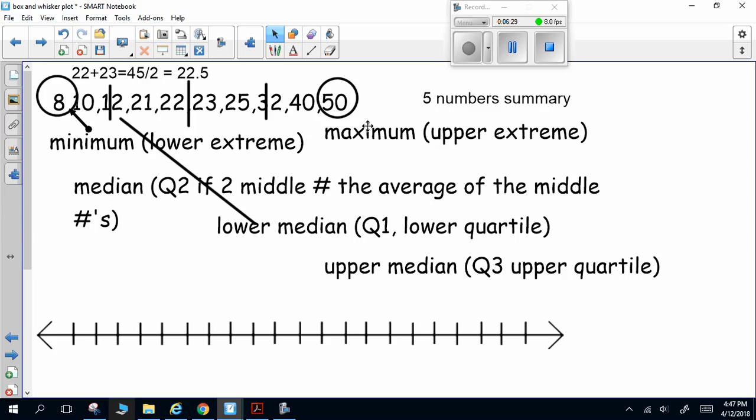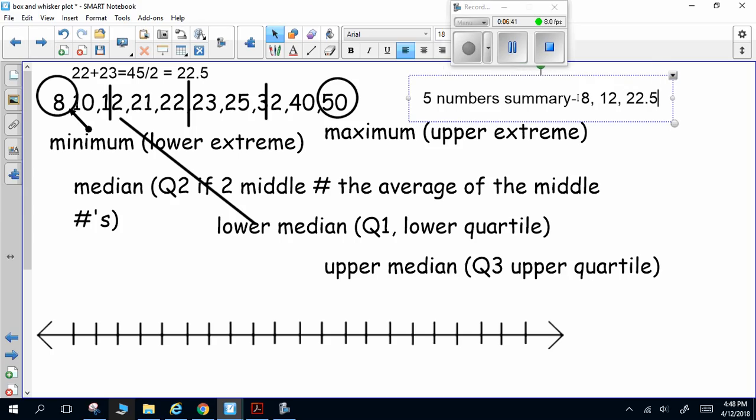So my 5-number summary consists of the following pieces of data. It is 8 for my minimum, 12 for my quartile 1, 22.5 for my quartile 2, 32 for my quartile 3, and 50 for my maximum. All right, so that's my 5-number summary. These 5 numbers tell me about this set of data. All right, so what does it tell me? Well, let's look at the data.